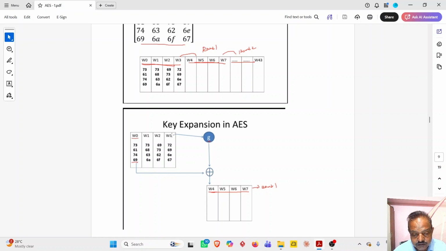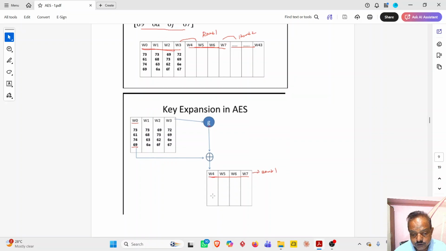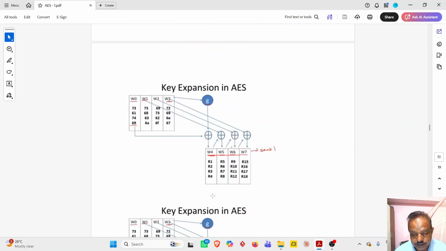Try to understand. So g of W3, that means these are the different words. So g of the last word of this block, W3, when we take the exclusive OR with the corresponding values of the first word, what we find becomes W4 for us. Try to understand these things. So one time the g function is applied. Then what we get is the value of W4.